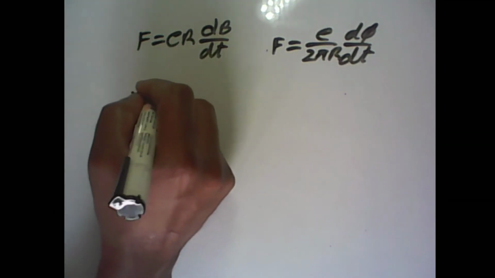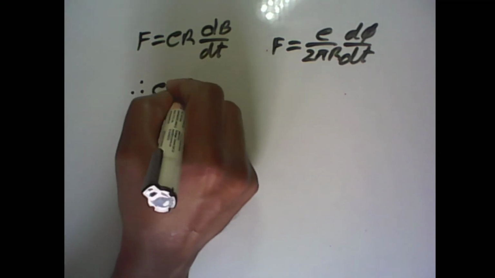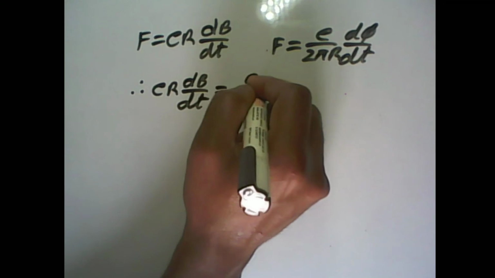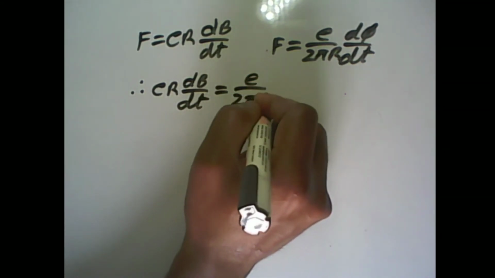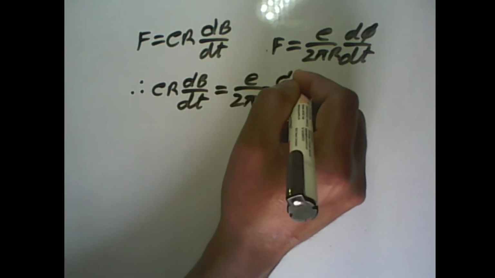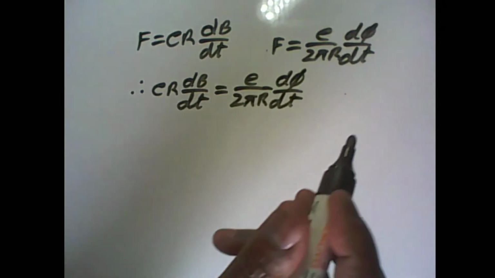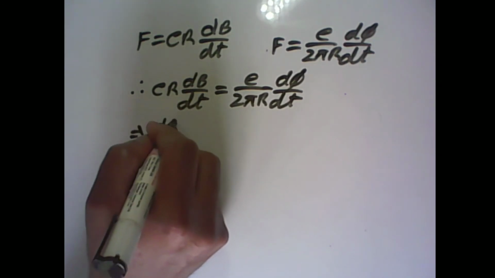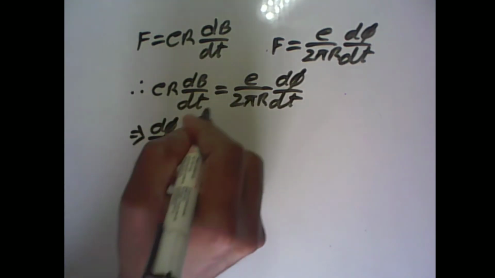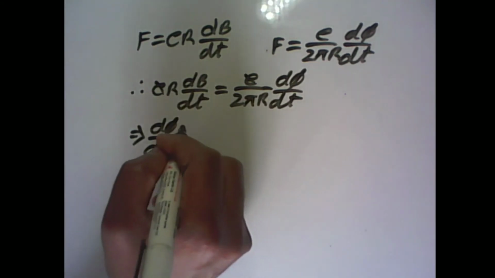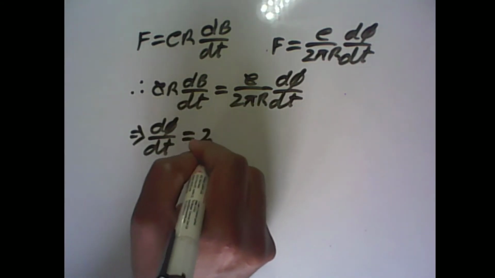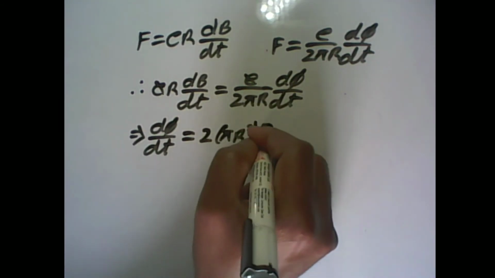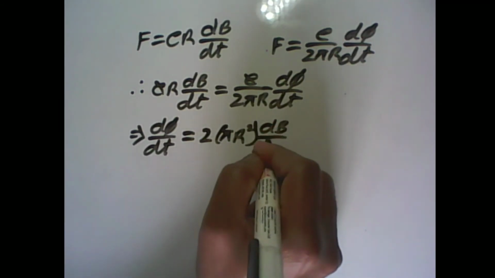So we have two expressions for the force, and they should be equal. Therefore, we can write er dB/dt should be equal to e by 2πr dφ/dt. If we simplify this, e and e cancel out on both sides, and we get dφ/dt equal to 2πr² dB/dt.